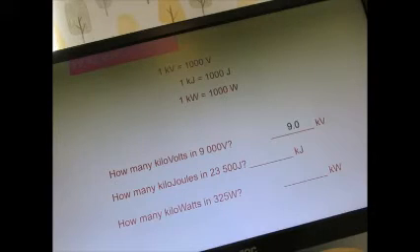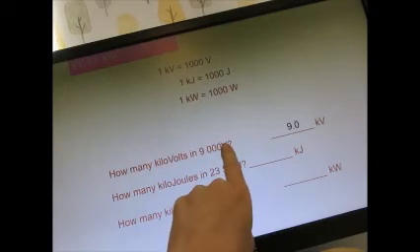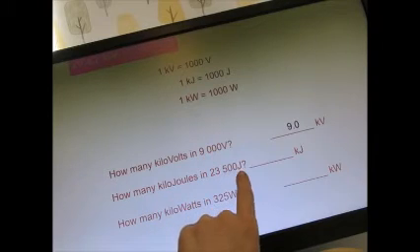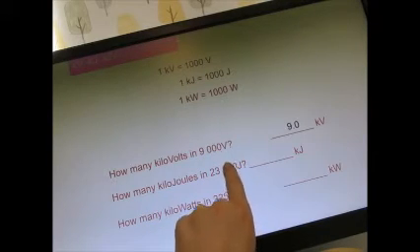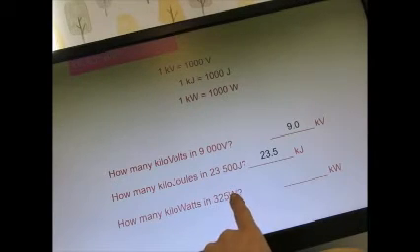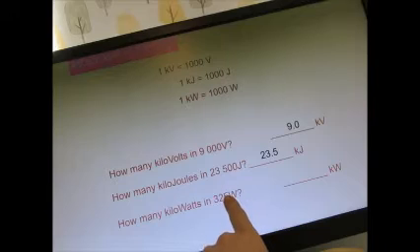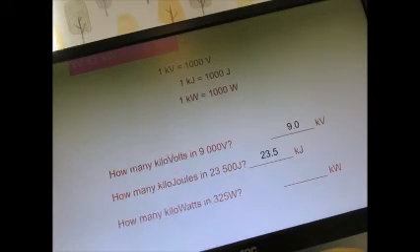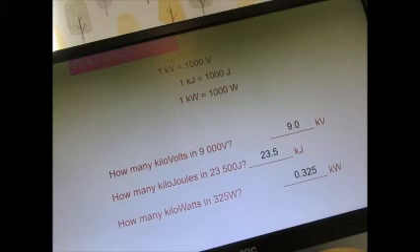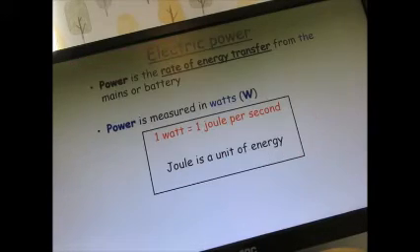Right, so 9,000 volts will be divided by 1,000, so it's 9 kilovolts. Remember, if you're dividing by 1,000, you move your decimal point 3 places, okay? So if its decimal point is here, I'm going to go 1, 2, 3, which is where I get my 9. In this case, I'm going to move it 1, 2, 3, so that's going to give me an answer of 23.5. And this one, I'm going to go decimal point here, 1, 2, 3, which will give me 0.325 kilowatts. Okay, so that's just transferring between units.